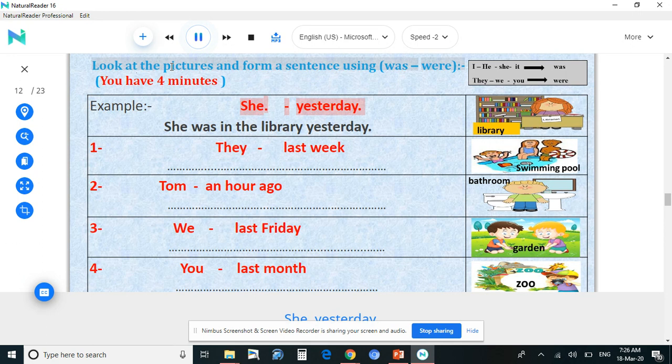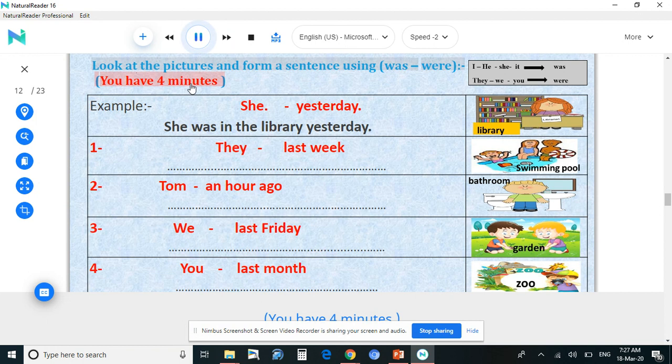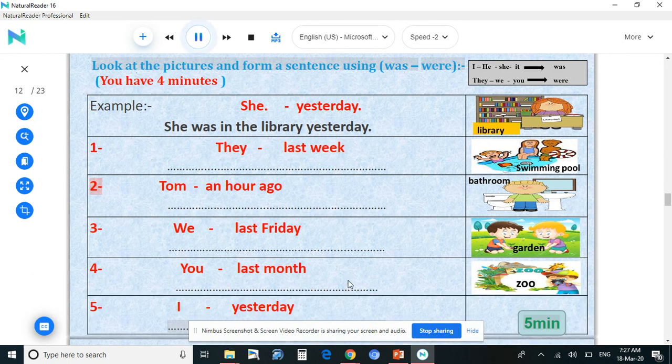Example. She. Yesterday. She was in the library yesterday. You have 4 minutes. 1. They last week. 2. Tom an hour ago.